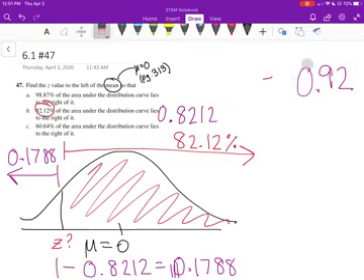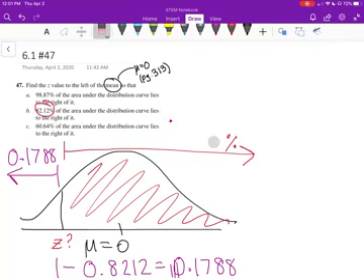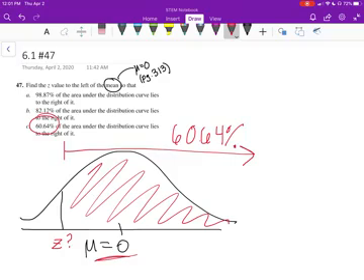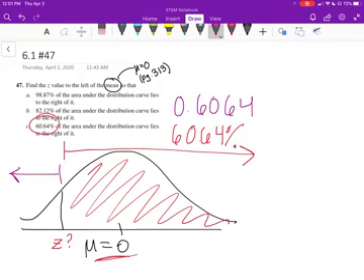Now for C, they want 60.64% to the right of the mean. So this is 60.64% to the right of the mean. Here's our mean, which when we convert that to a decimal is 0.6064 as a decimal. Same thing, we need the area to the left in order to work with it in our chart and our calculator.